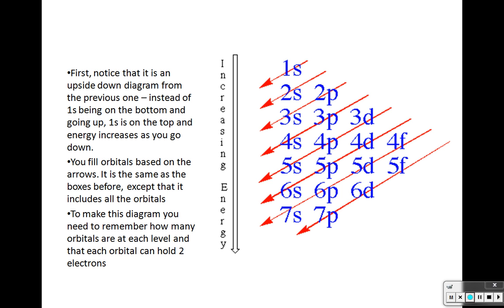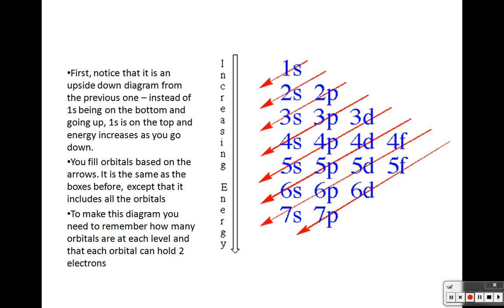So here's a helpful diagram rather than having all these clunky boxes. It's an upside down diagram from the previous one. So instead of 1s being on the bottom, 1s is on the top, and the energy is increasing as you go down. But if you go to make this diagram, say on a test, if you want to make a diagram for yourself, you'll notice if you go horizontally across, it's the orbitals that are associated with that principal energy level. So 1s, and then it goes 2s, 2p, 3s, 3p, 3d, 4s, 4p, 4d, 4f, and so forth.